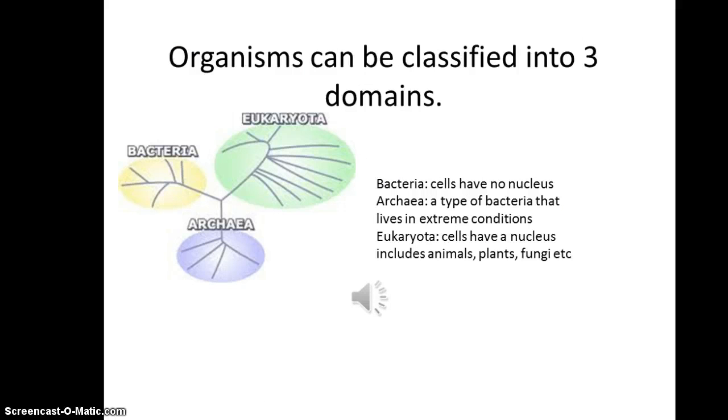Organisms can be classified into 3 different domains. So we mentioned this very briefly, and I'm going to review it now. Organisms can be classified into either the bacteria domain, archaea, or eukaryota. Now, bacteria and archaea are prokaryotes, which means they are organisms whose cells have no nucleus. Archaea is just a type of bacteria that lives in extreme conditions, but we spent most of our time on the domain eukaryota. Most of the organisms we learned about were eukaryotes, and eukaryote cells have a nucleus. So animals, plants, fungi, protists, all of these organism cells contain nuclei.